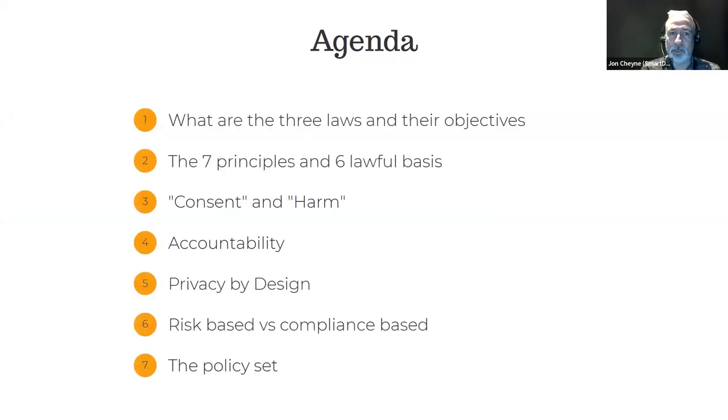All right. So this is what we're going to cover, right? We're here because there are some laws, right? Those laws can be divided into a neat set of principles, and some lawful basis. We will go through those because they're extremely useful. We will mention several terms: consent, harm, and we'll all end up at accountability. Review privacy by design. We'll go through why I believe that the risk-based approach is way better than trying to become compliant. And then we'll review the policy set to make it clear that it's not ginormous. It's a very practical thing to become compliant with the acts.